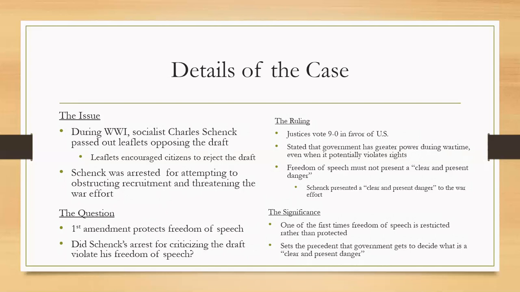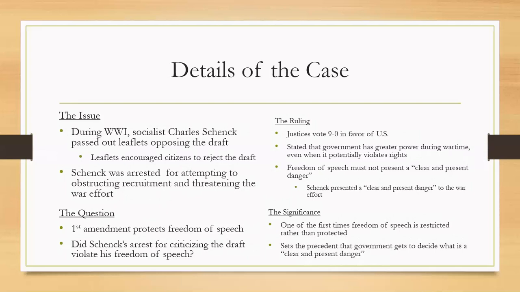And their reasoning was that he was obstructing recruitment and threatening the war effort as a result, because if you can't get enough soldiers, you can't really fight the war. Schenck, on the other hand, argued that his freedom of speech was being violated, his First Amendment right. So the question on the table was, did Schenck's arrest for criticizing the draft actually violate his freedom of speech? The justices ruled actually in opposition to Schenck with a 9-0 ruling in favor of the United States. So restricting his freedom of speech, saying that nope, his rights were not violated.